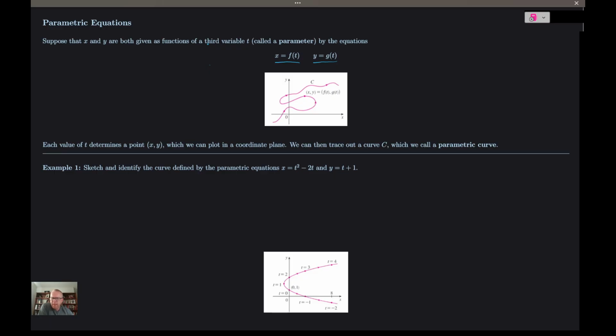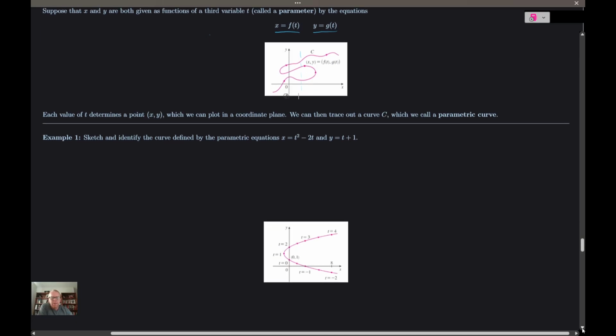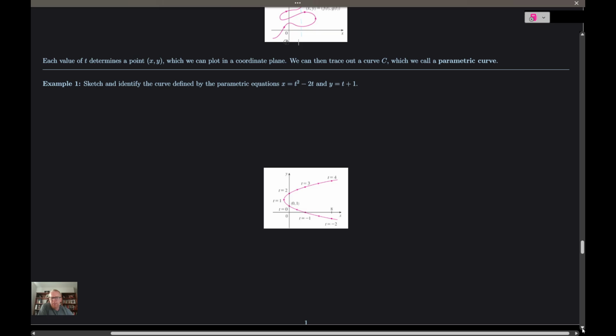And so you can see this curve can kind of go in any direction that it leads. Could be anything, I guess. And it doesn't necessarily have to pass the vertical line test, as we can see, because it's not a function of x. It is a function of t, and t is not on here the way x and y are. So let's see how this works when we sketch out a curve. So we have x is t squared minus 2t, and y is t plus 1.